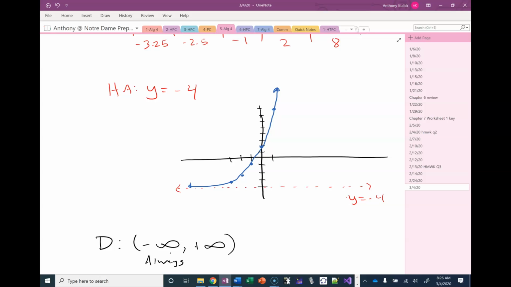Let's look at the graph we've drawn, though. Is the range going to be all real numbers also? It's not, right? So what's cutting off, or what kind of y coordinates am I going to be missing?